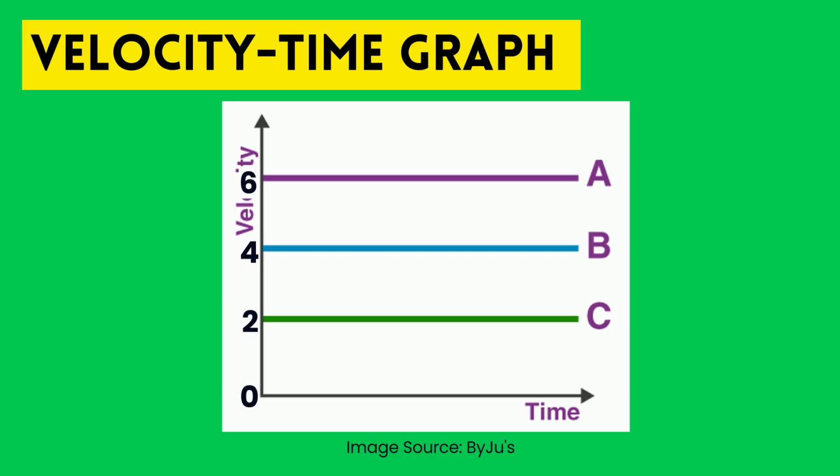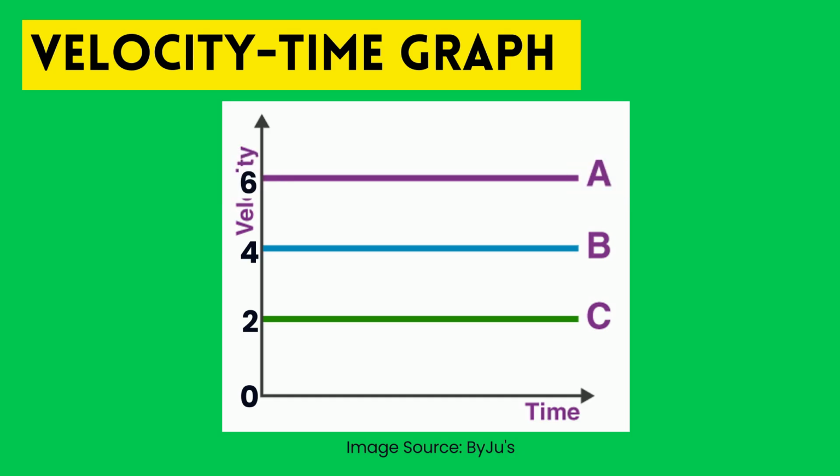On this graph, line C is the lowest on the y-axis. The object is moving with a constant velocity of, say, 2 meters per second. Line B is higher on the y-axis and indicates that the object is moving with a constant velocity of 4 meters per second. Line A is the highest on the y-axis and shows the object is moving at a constant velocity because the line is flat, and it's at 6 meters per second.